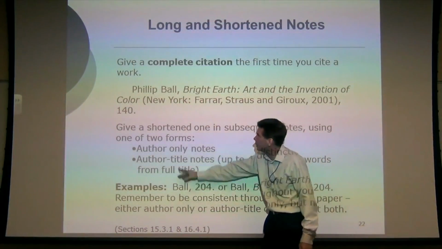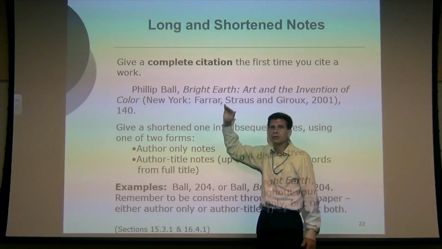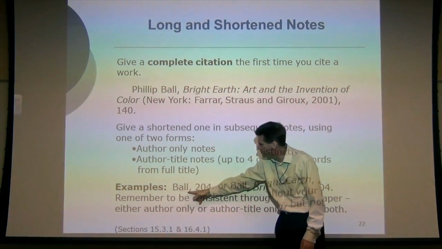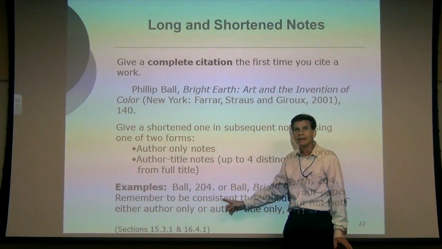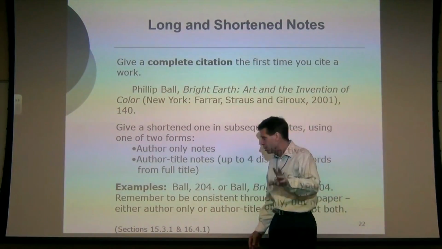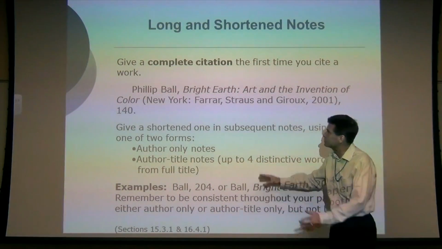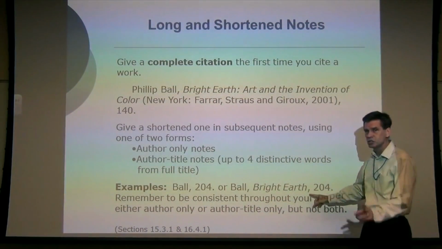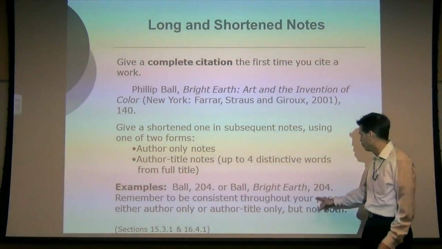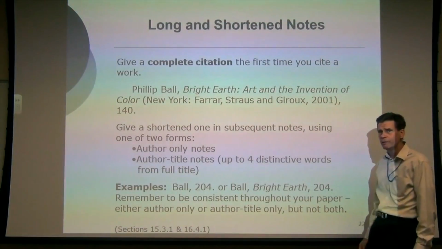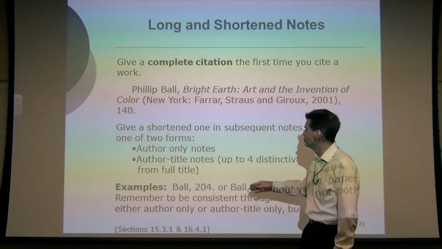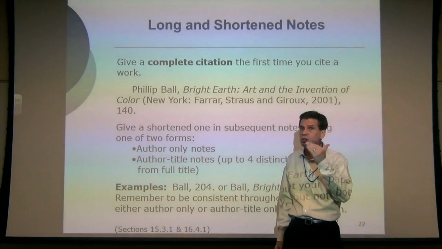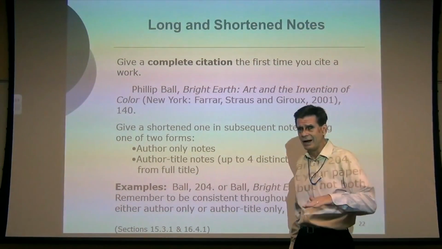For author-only notes, if you were doing Philip Ball and your next note was also Philip Ball, it would simply be Ball, comma, and the page number. Or you could do Ball and up to 4 words from the title. Here they've used Bright Earth, just 2 of them, but you can use up to 4, comma, 2004. Whichever version you use, author-only or author-title notes, make sure you use that standard from then on.